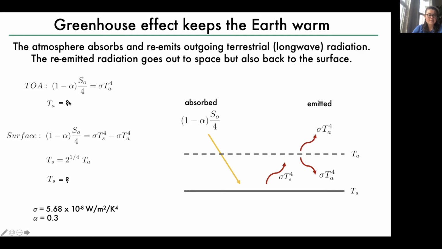And at the surface, we have one more term to balance. We still have this absorbed term, but then we also have this terrestrial radiation term, and we have this new atmospheric radiation term. So we have this balance between these three terms. And now, using the temperature of the atmosphere, we can solve for a new temperature of the surface. If you want to, you can pause the video and solve these equations for these temperatures yourself.